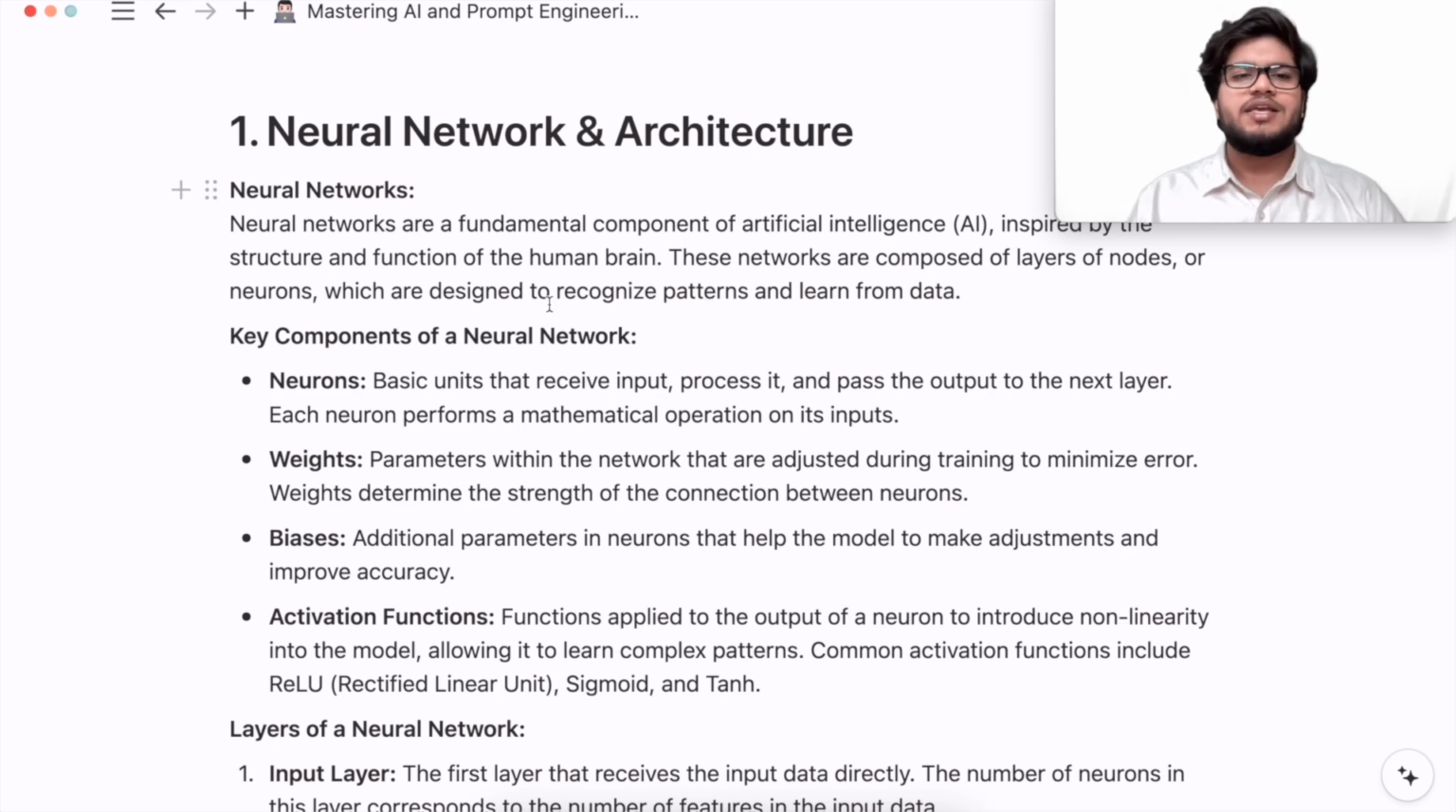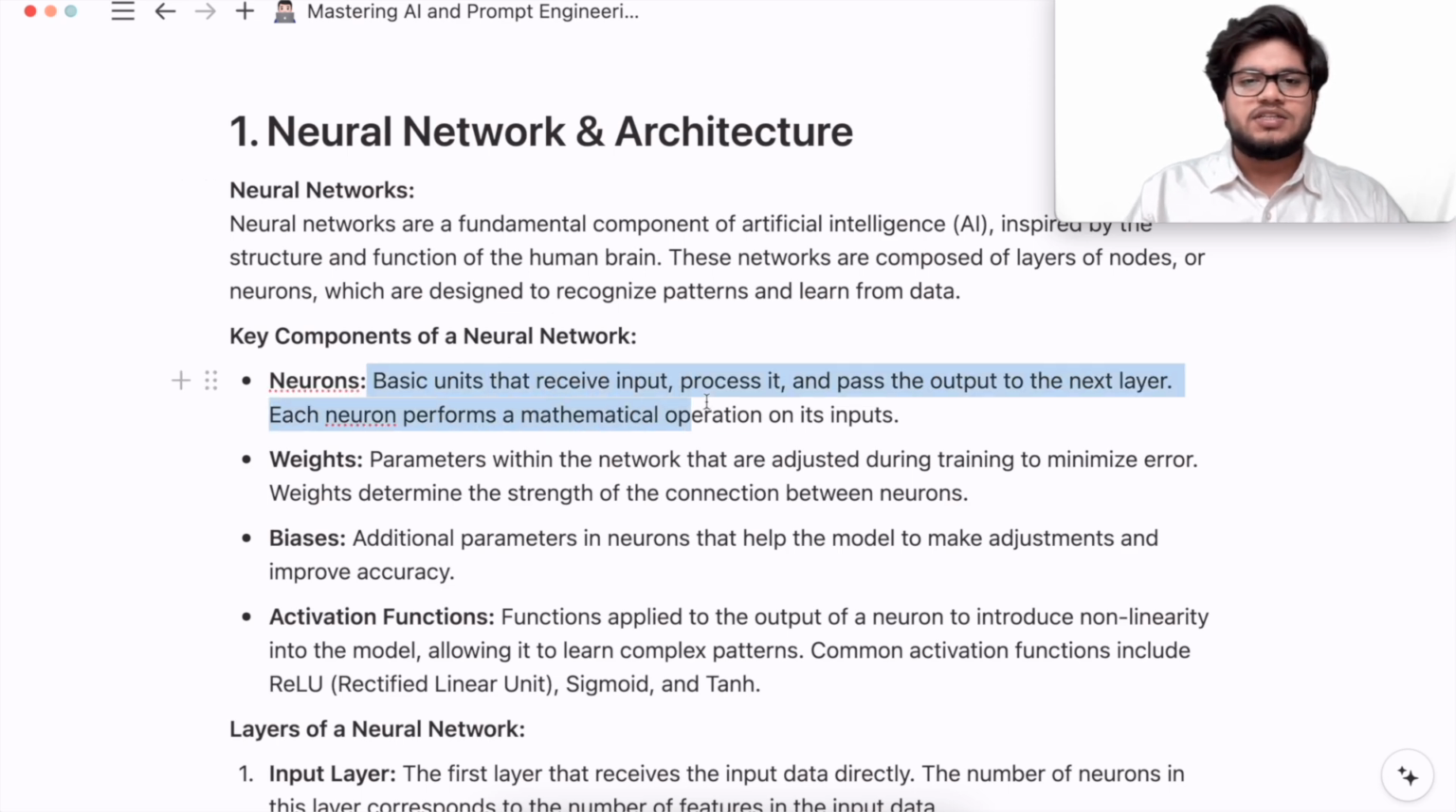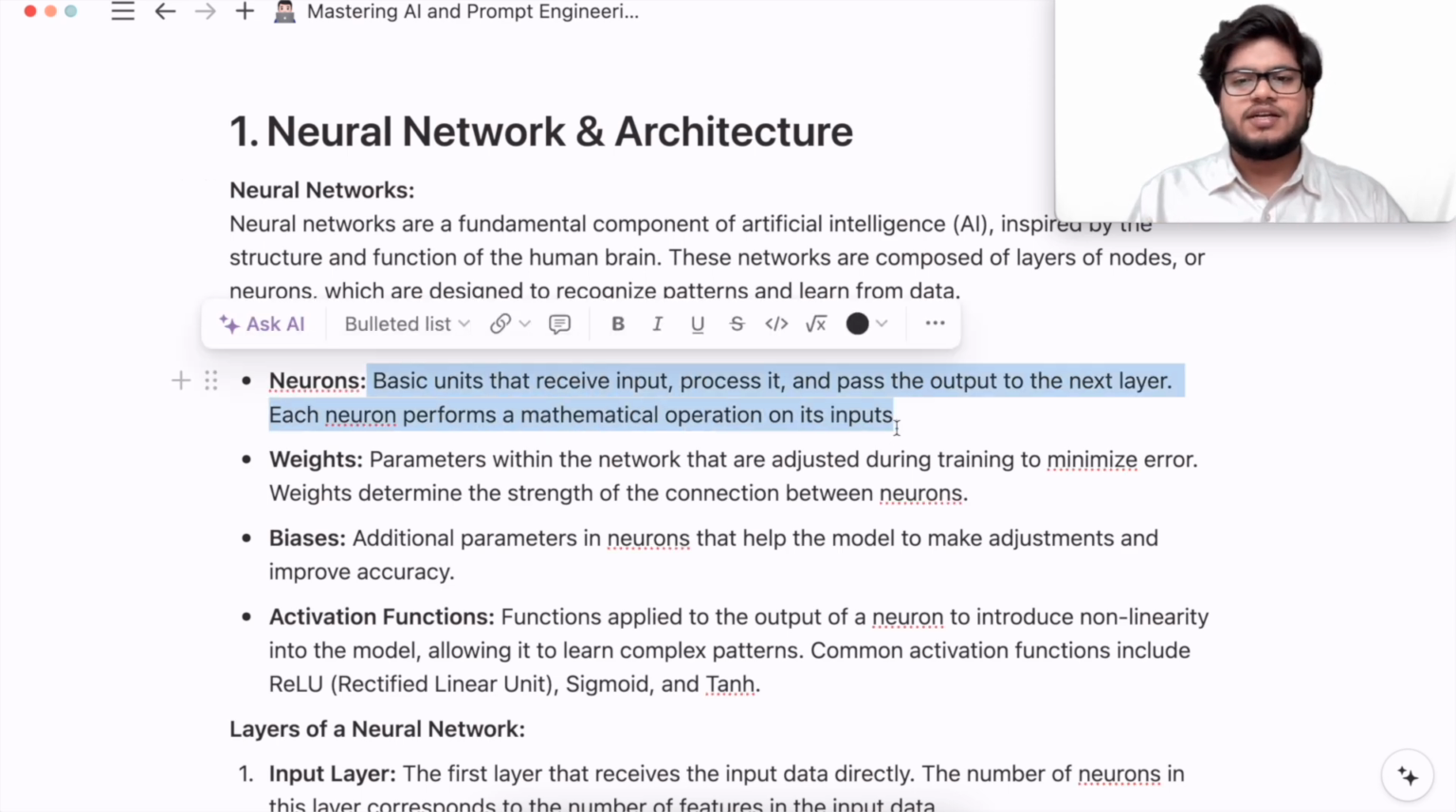Now let us learn the key components of a neural network. The first key component is neurons. These are the basic units that receive input, process it, and pass the output to the next layer. Each neuron performs a mathematical operation on its input. We'll also see a little bit of a diagram in a couple of minutes.